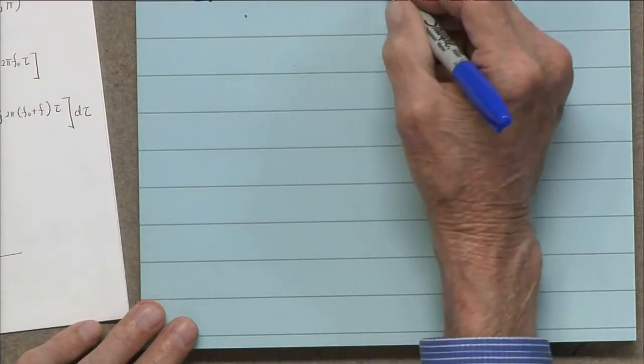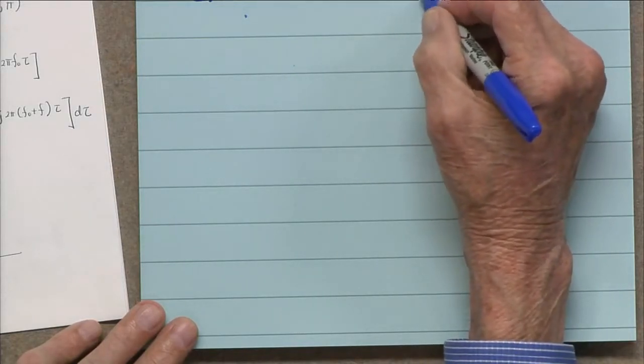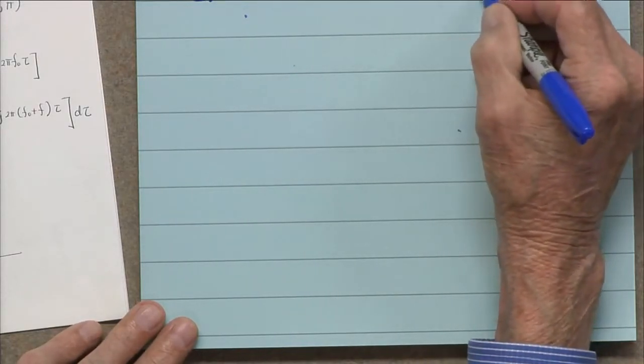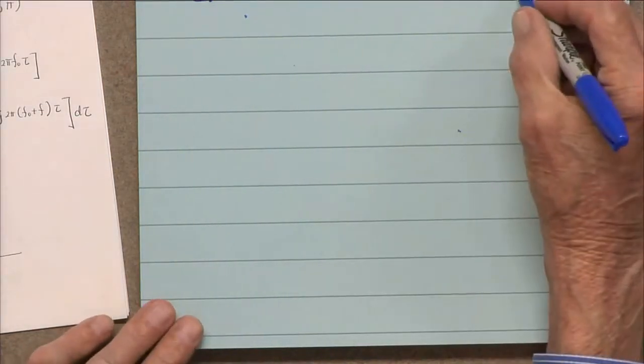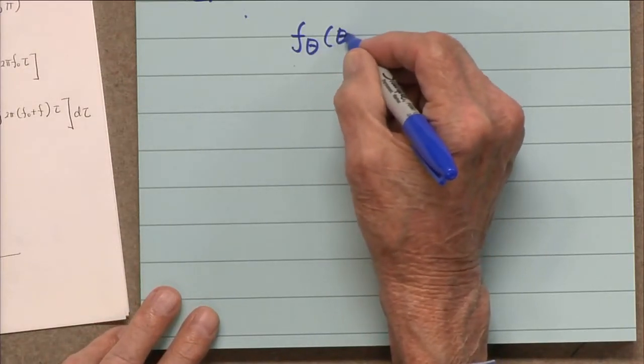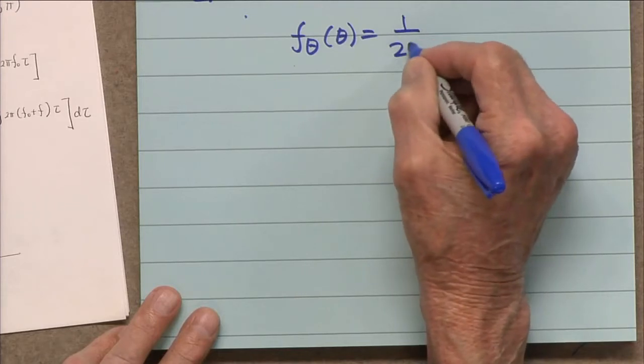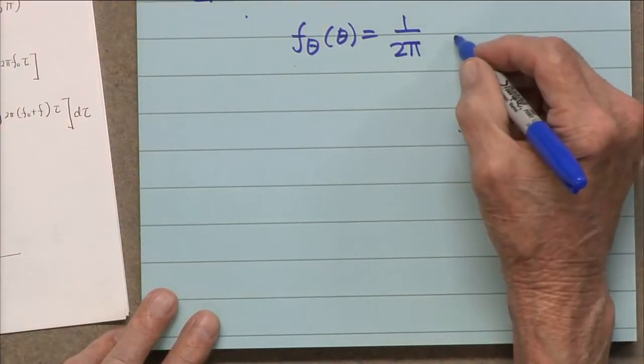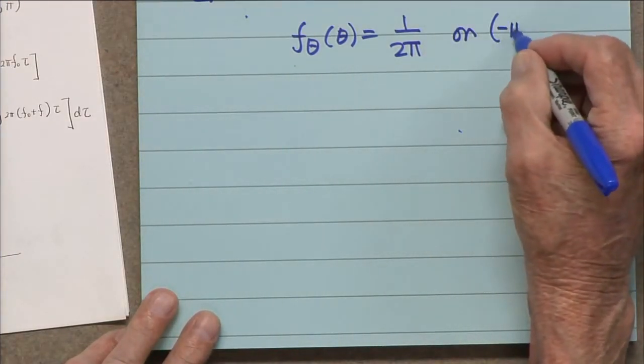I'm going to give an example. X of t is a cosine of omega 0 times t plus theta, where omega 0 is just a specific frequency and theta is uniform, f of theta equals 1 over 2 pi on minus pi to plus pi.